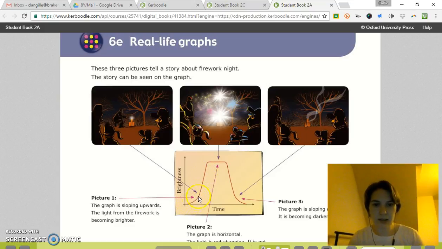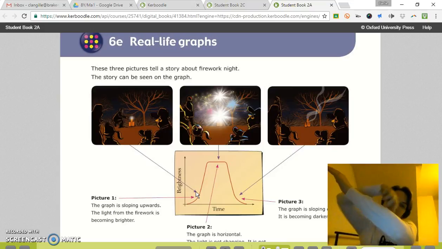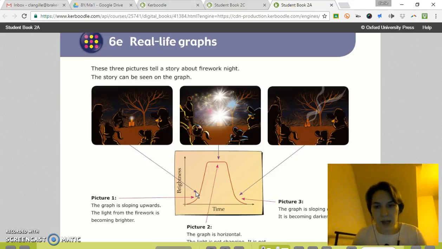So what you can see is that this graph is sloping upwards. If it looks like if you were climbing up it, you would be climbing up a hill, that means that we have a positive gradient, okay? And that means that something is increasing. So in this case, the brightness is increasing. And it's increasing fairly slowly, right? It's not a really quick time.